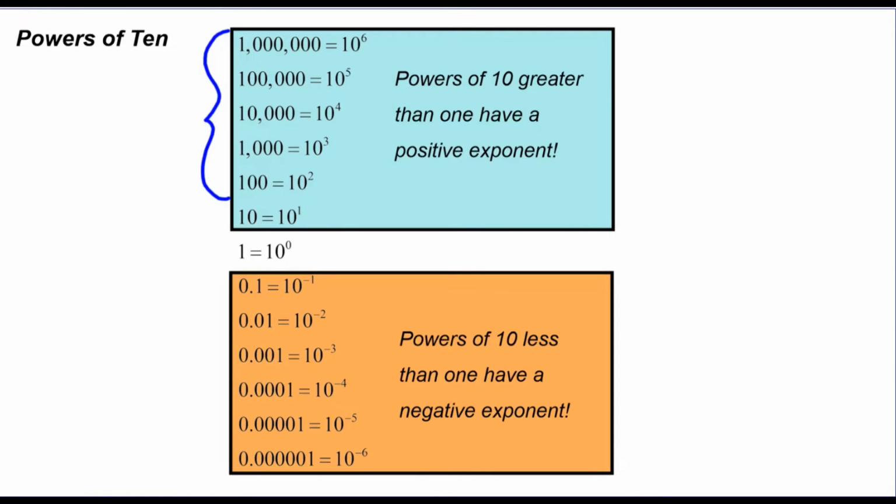And then in the lower box, I have 1/10 or 0.1. That's 10 to the negative first power. 0.01 or 1/100th is 10 to the negative second power.